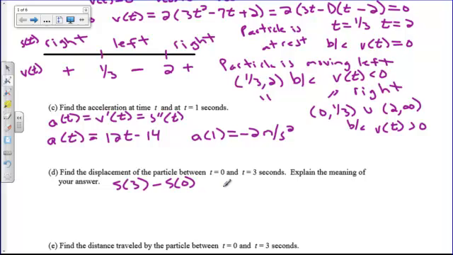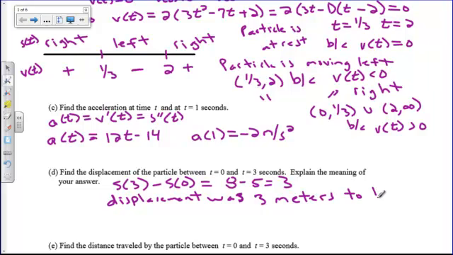And I have on a calculator here, you can't see it, but s of 3 was equal to 8 and s of 0 was equal to 5. And this, my displacement is 3. The meaning of this answer is the displacement was 3 units to the, well actually, our units were meters. Our displacement was 3 meters, and since it's positive, we were to the right. 3 meters to the right. So after these 3 seconds, we went back and forth and back and forth. We ended up 3 meters to the right of our starting point.